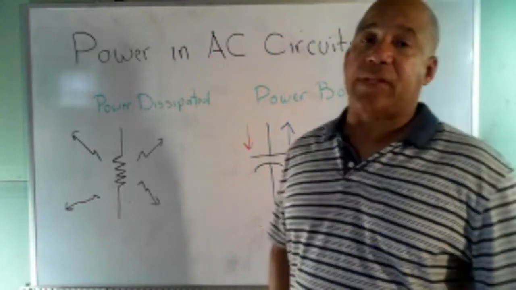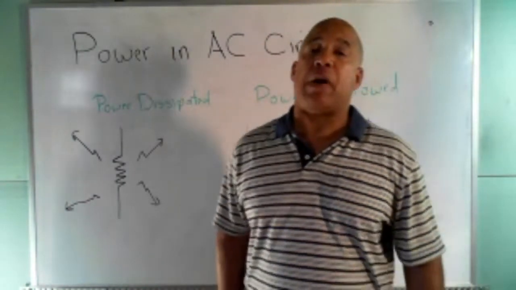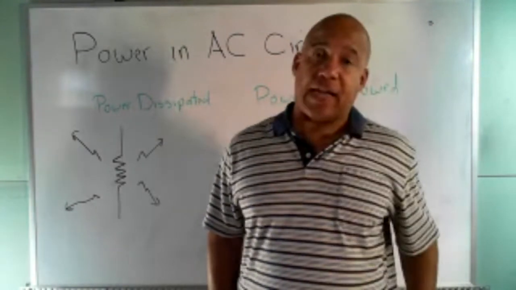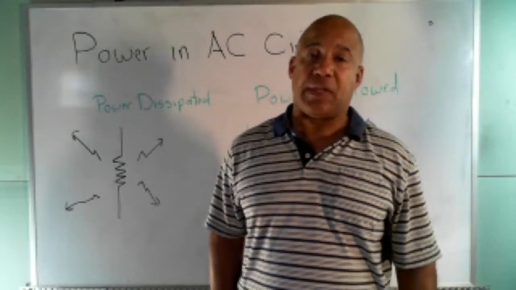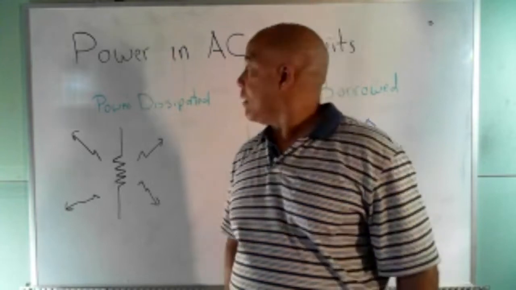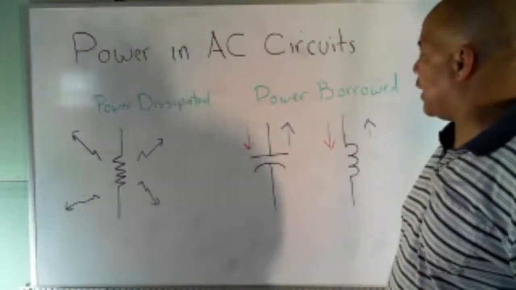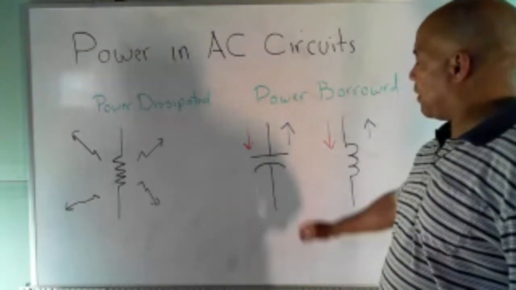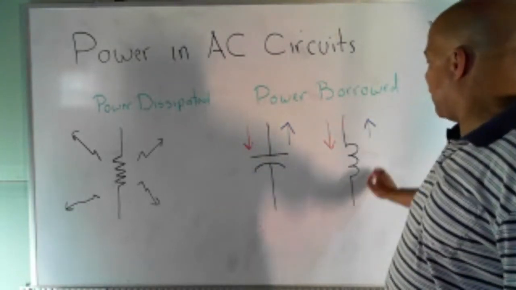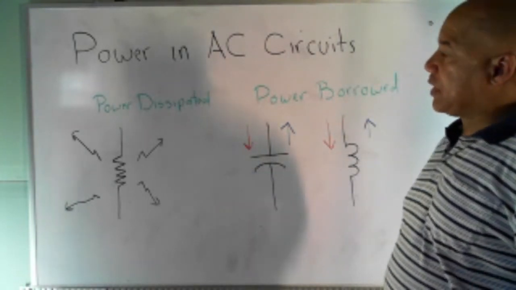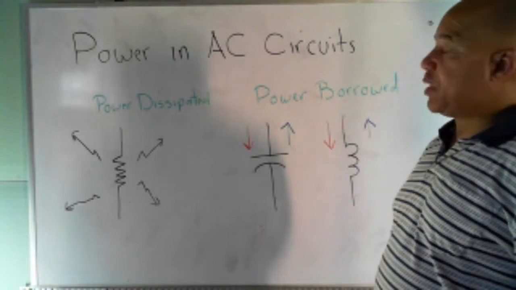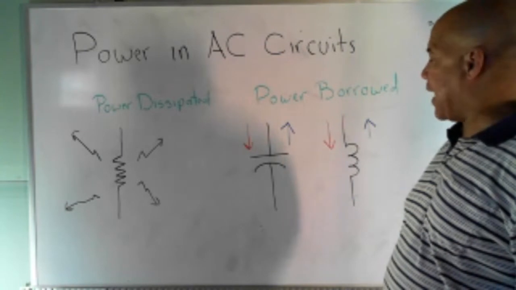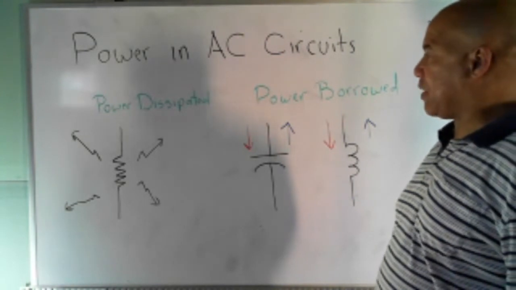So what I want to do today is to start a new topic. We're going to talk about AC power. We'll spend today on it, and it'll take us into our next class. There's three separate topics we need to talk about. What I have on the board are the three elements that we deal with in AC: a resistor, a capacitor, and an inductor. The oppositions you guys are familiar with are resistance and reactance, capacitive reactance and inductive reactance.